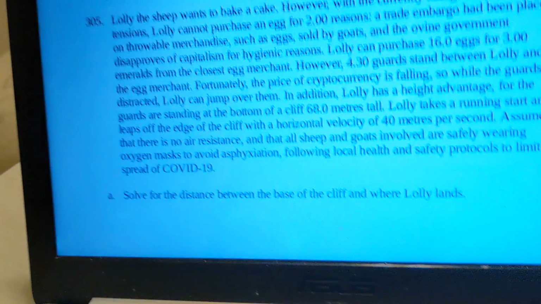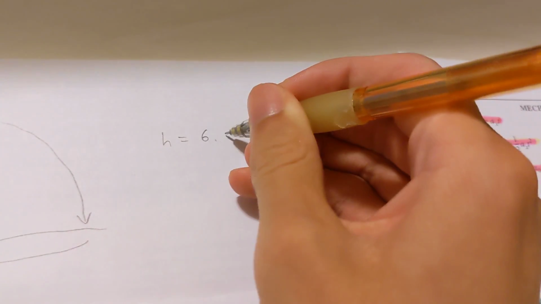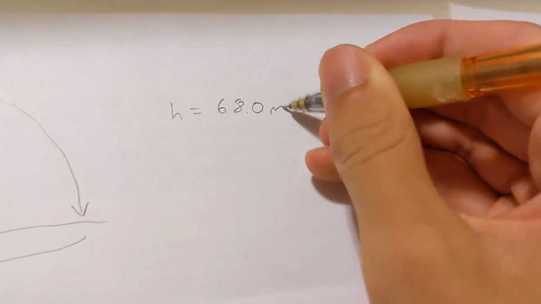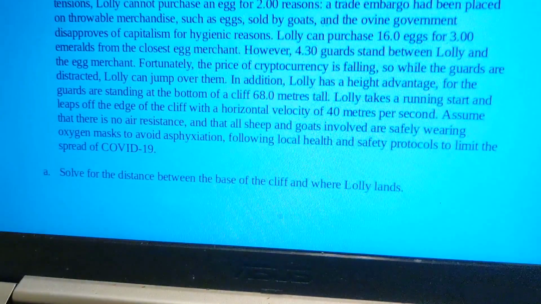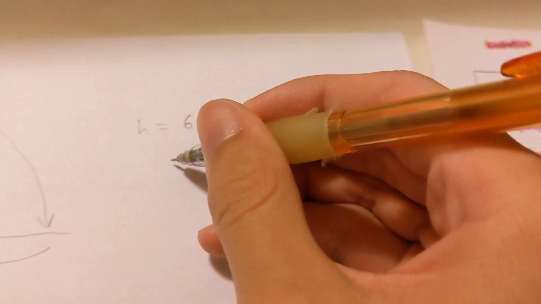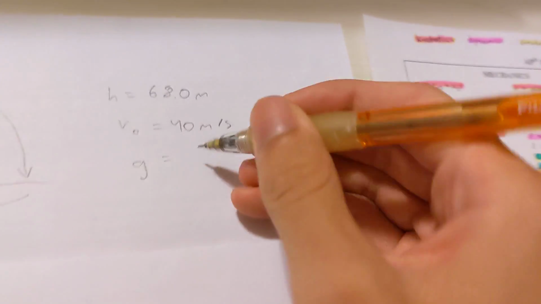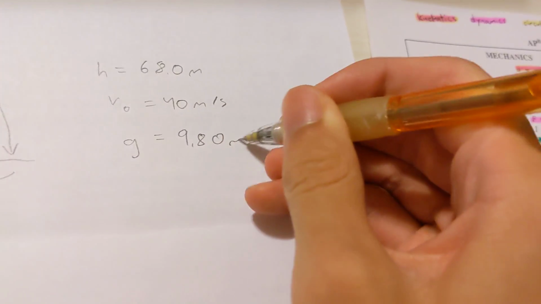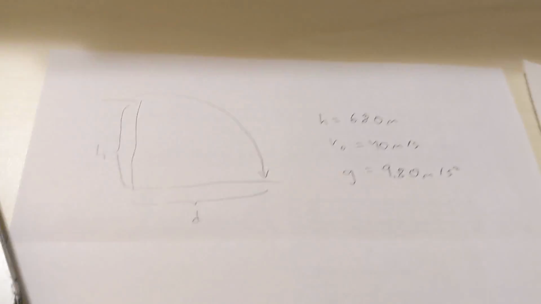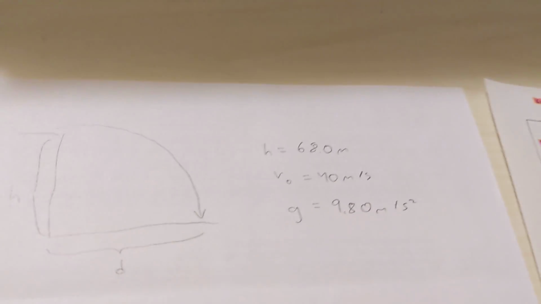Okay, and so we're given that the cliff is 68.0 meters tall, and the starting velocity of the sheep is 40 meters per second. And I think we can assume here, even though it doesn't say which planet we're on, that the acceleration due to gravity is 9.8 meters per second squared. Okay, so those are the givens, which G stands for givens.